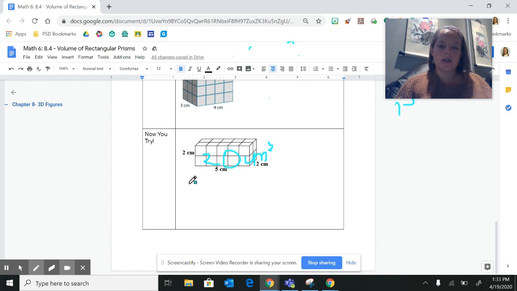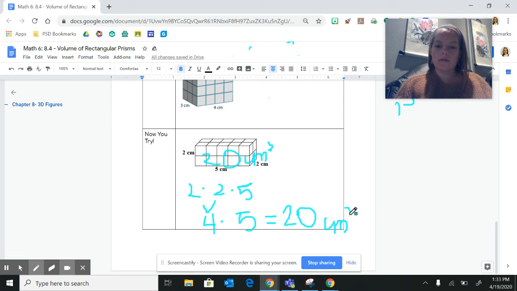Or I could see that 2 times 2 times 5. 2 times 2 is 4. And 4 times 5 would be 20 centimeters cubed. 20 centimeters cubed.